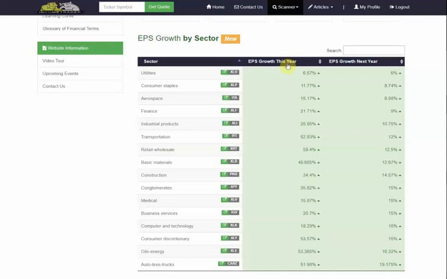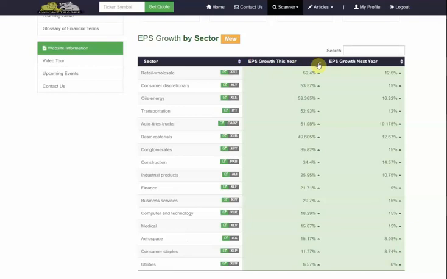So I can just say earnings per share, which just means profit this year. If I click on that, right now, retail wholesale is expected to increase by 59% this year. They're expected to grow their profits by 59% this year, and next year by 12%. Wow. Consumer discretionary, oils and energy this year and next year, massive gains. Transportation this year and next year, massive gains on here. So if I'm thinking about trying to find something to trade, why don't I stick with one of these areas to trade in?